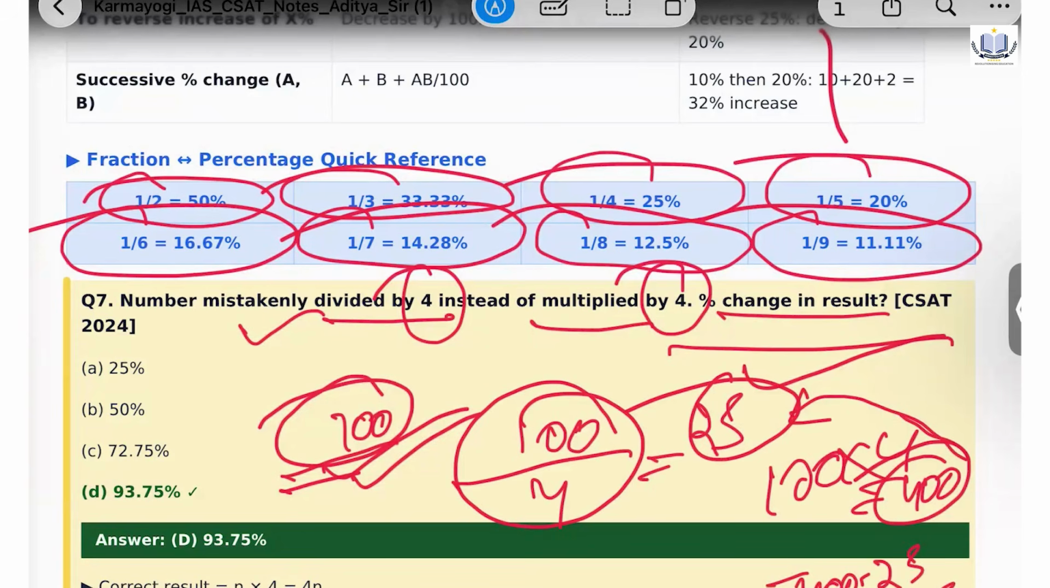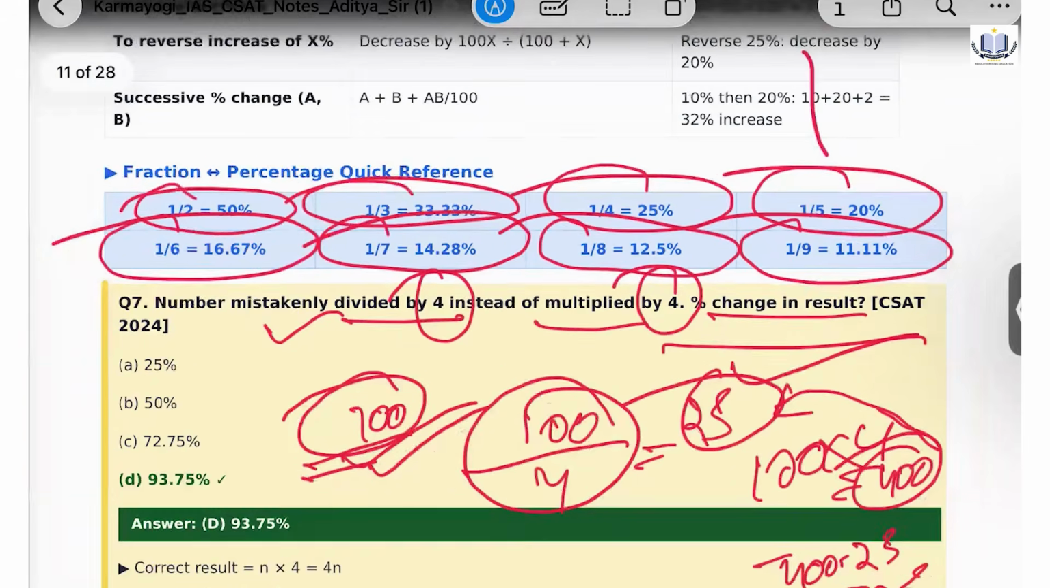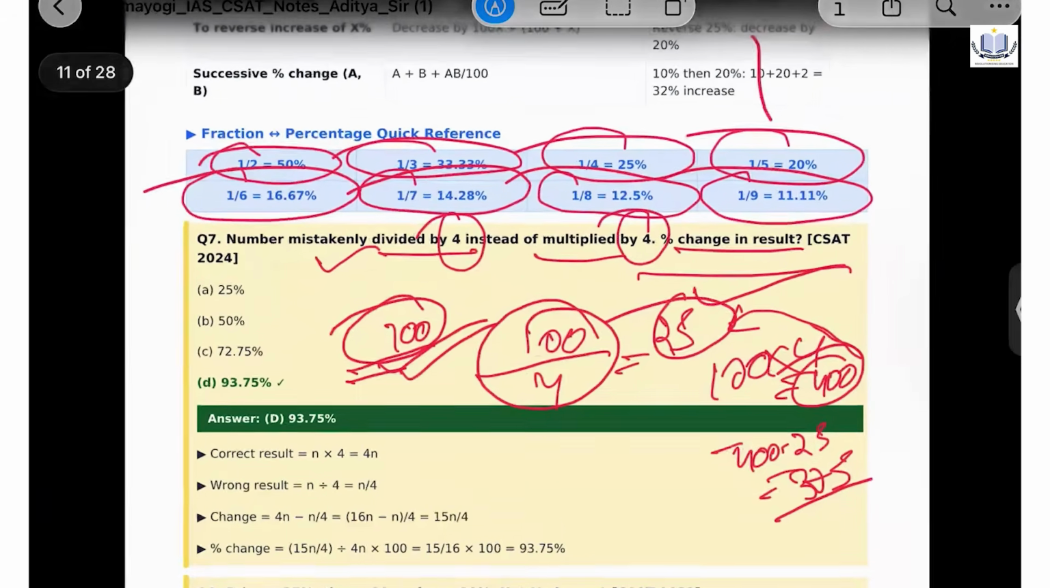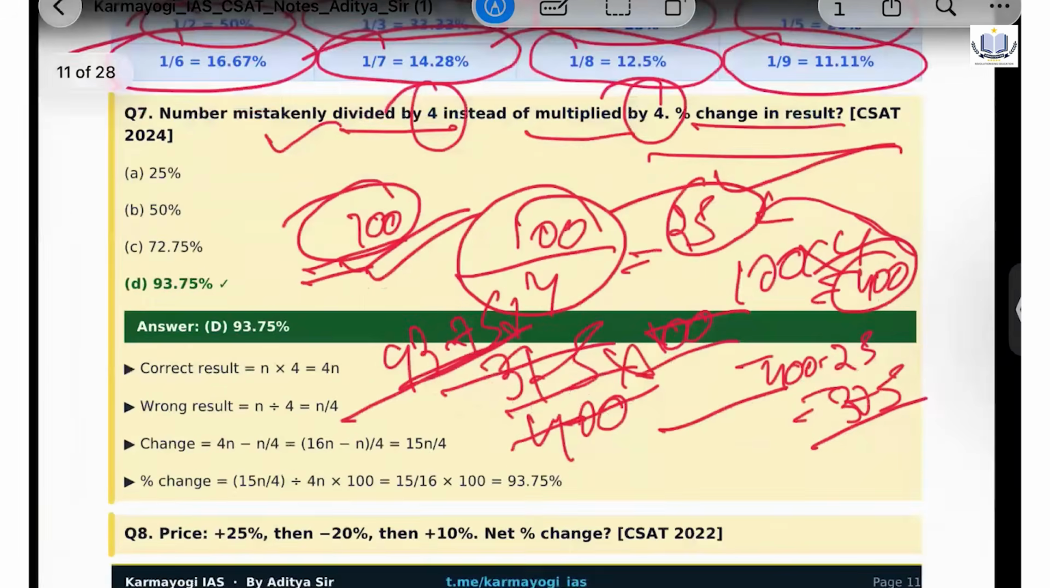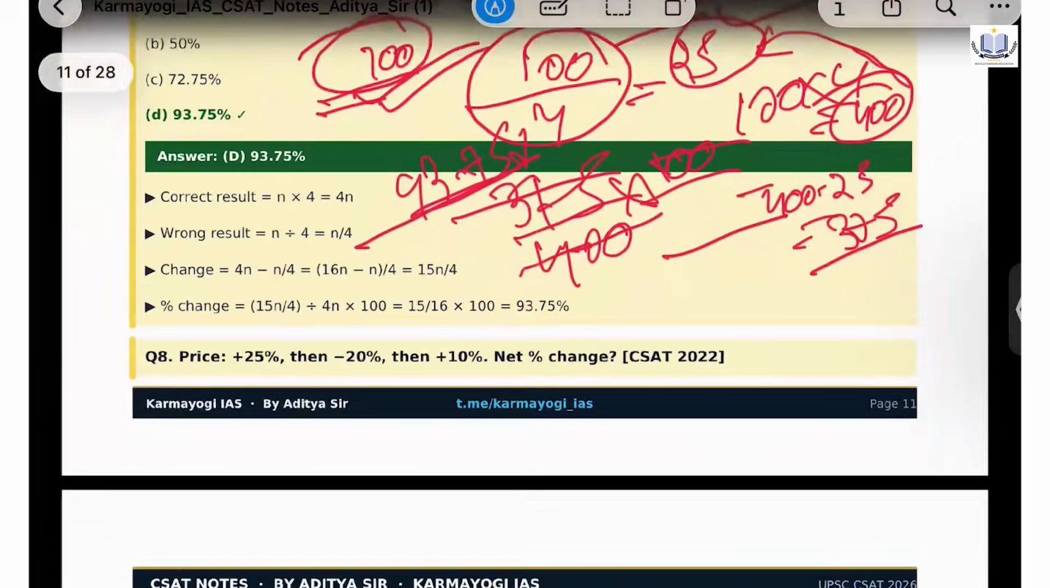Now what is the percentage change in result? So percentage change will be 375 divided by actual number into 100. ठीक है. So we will get 93.75%. This is the percentage change that happened. We don't have to cram so many formulas. Just assume a number. 100 easy है for calculation. That is why we are doing it. और कुछ नहीं है.